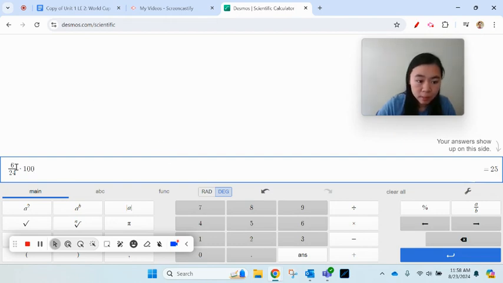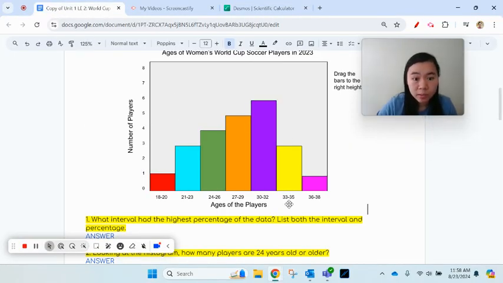6 players out of the 24 between 30 and 32. We're multiplying times 100 to make it a percentage. So 25% of the women's soccer team is between 20 and 24. That's a fourth. Okay. All right.